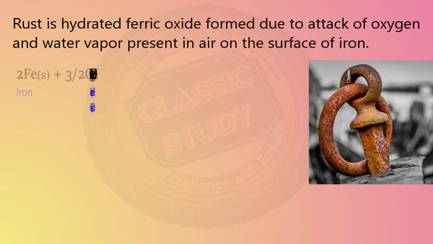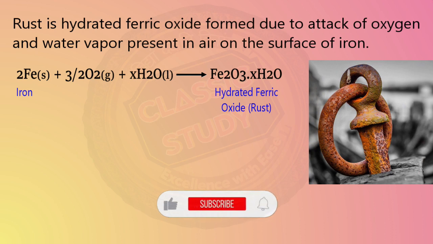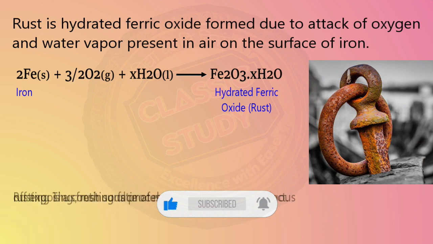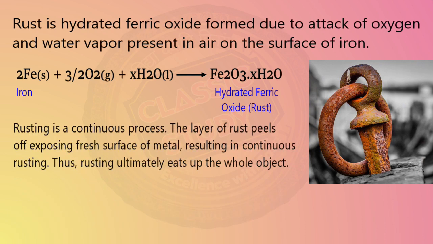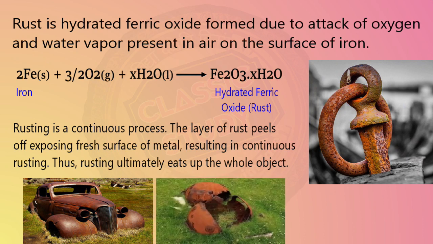So 2Fe plus 3/2 O2 plus xH2O. This x represents n number of molecules of water depending upon the availability, leading to formation of hydrated ferric oxide which is rust, Fe2O3.xH2O. Rusting is a continuous process. The layer of rust eventually peels off, exposing the fresh metal surface, and then that new surface starts reacting and the rusting continues. So if rusting is not arrested at some point, it will ultimately eat up the whole object.